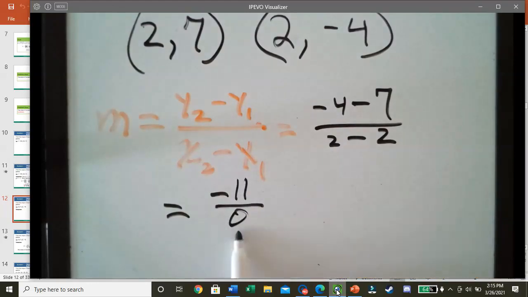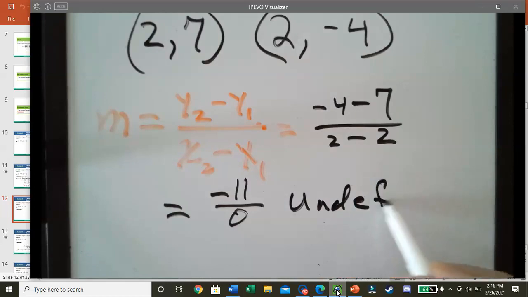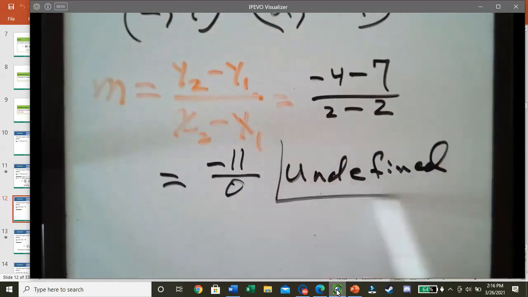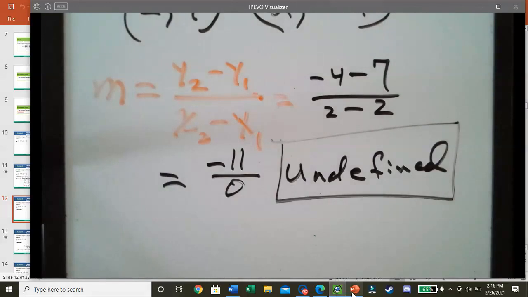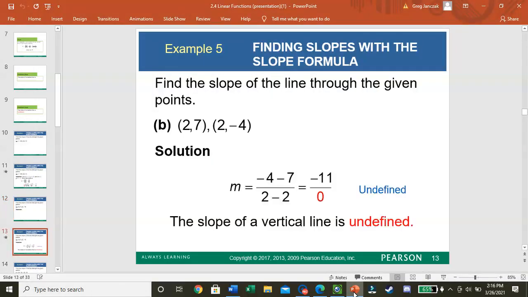Well, if 0 is in the denominator, it's undefined. That is correct. Undefined. So our slope is undefined because there's no change in the y value, right? It's a vertical line. There's no change in y, so it's undefined for slope. Okay? Questions there? All right, good work on that.